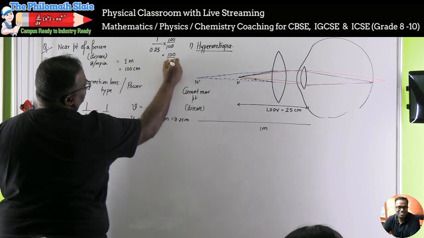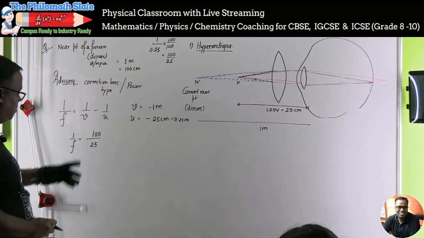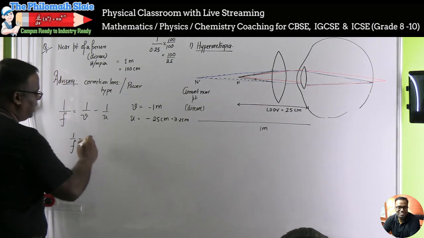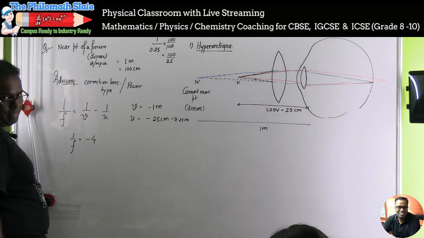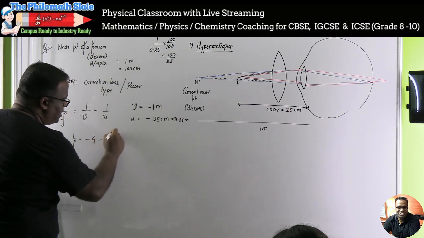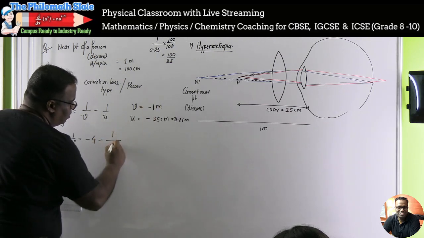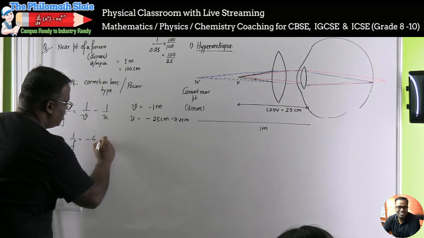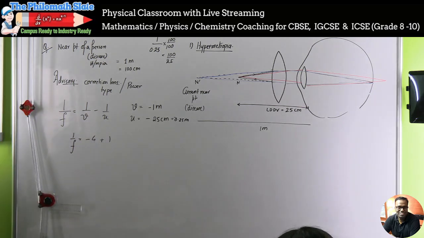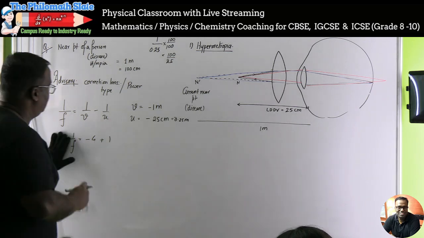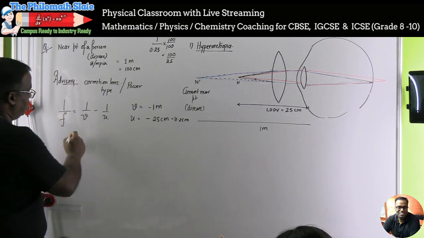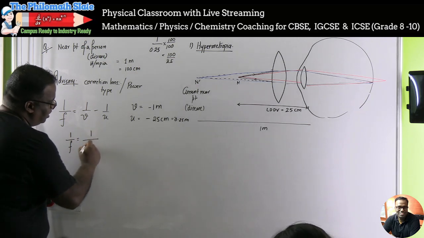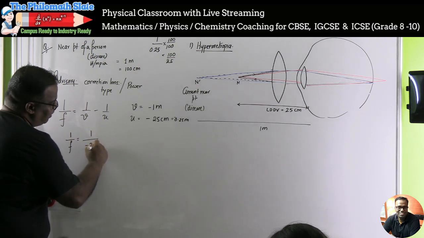100 by 25? Right? But this is minus, huh? This is minus. 100 by 25 is nothing but negative 4. ठीक है? Negative 4 minus 1 upon u, negative 1. So ये negative 1 को काट देने से it becomes plus 1. Yeah. Which one? Like minus 1 plus 4. Right. Look, wait. 1 upon negative 25 centimeter.